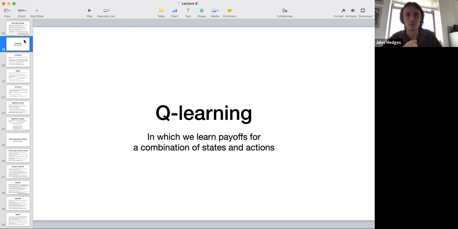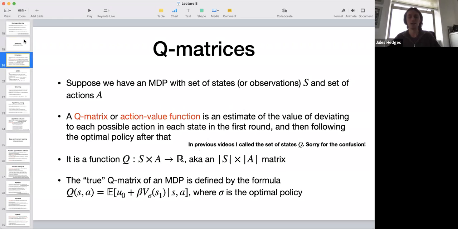Okay, now we're going to go more into the details of how reinforcement learning works. There's a family of reinforcement learning algorithms called Q-learning algorithms, which are about, instead of learning a value function, which is to say it tells you the estimated value of being in any state, it instead learns a thing called a Q matrix, or an action value function, which tells you the value of any pair of doing a particular action in a particular state.